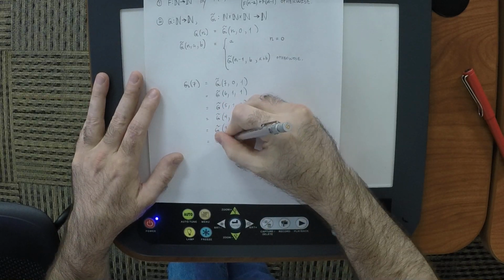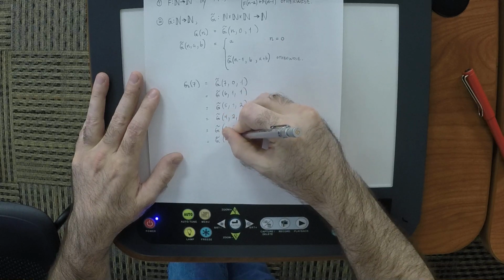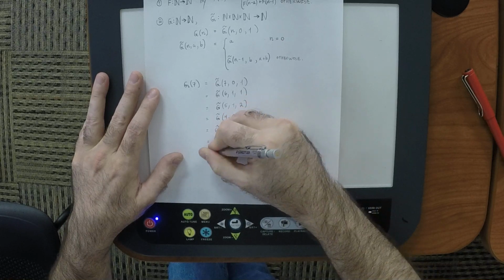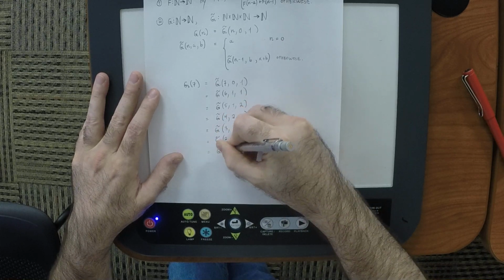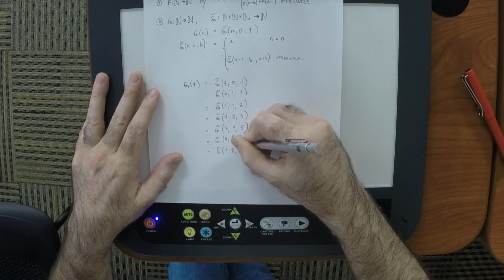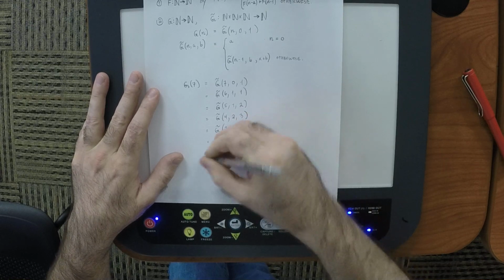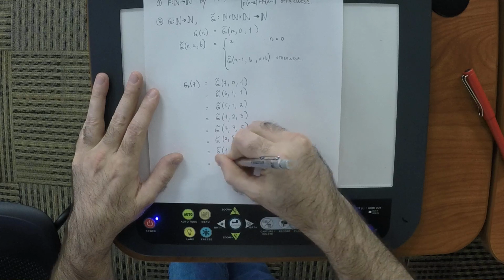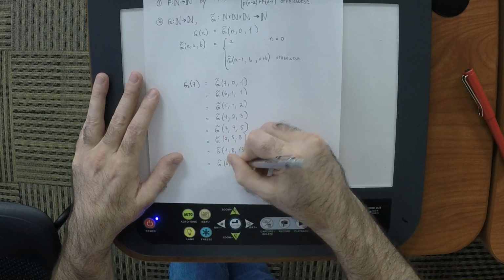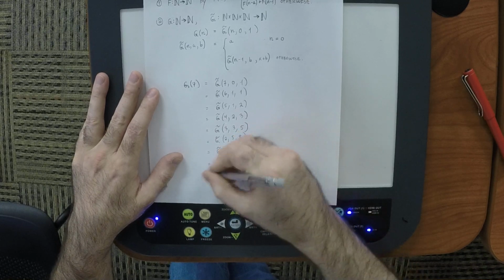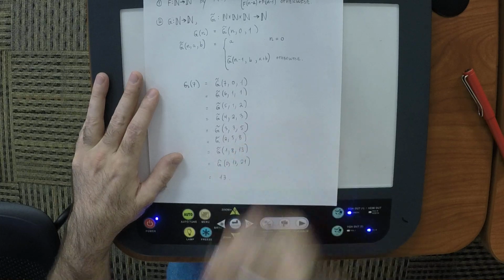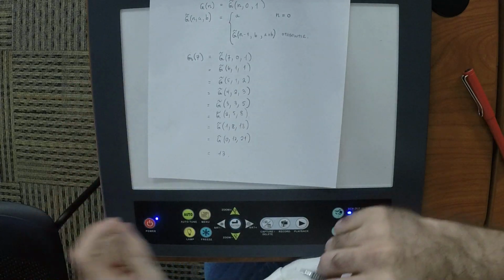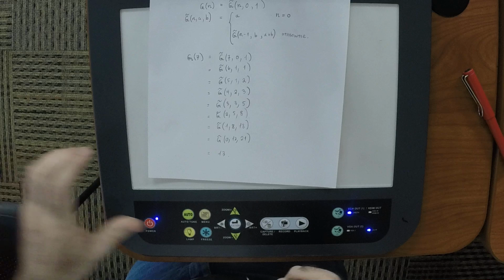So 2, 5, 8, 1, 8, 13, 0, 13, 21. Now that we reach 0, the answer is the lesser of the pair that I currently know.